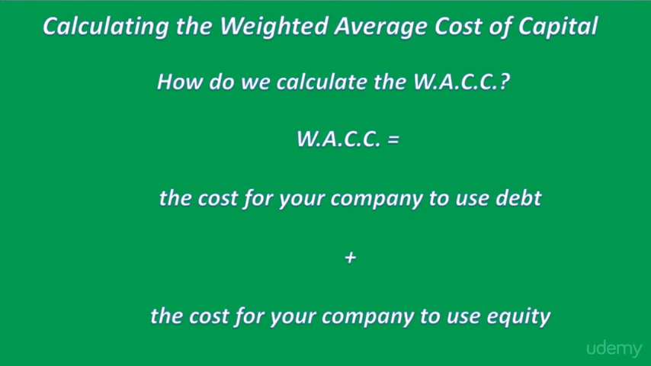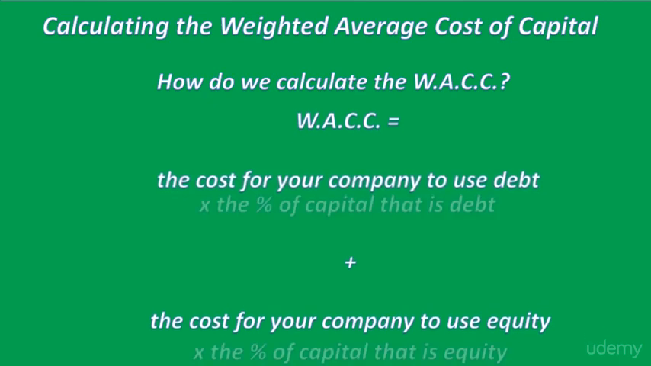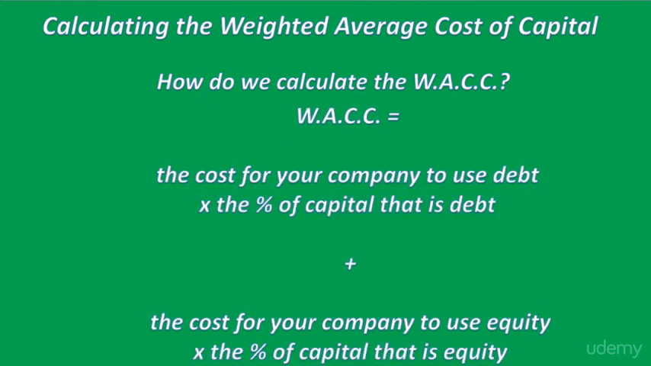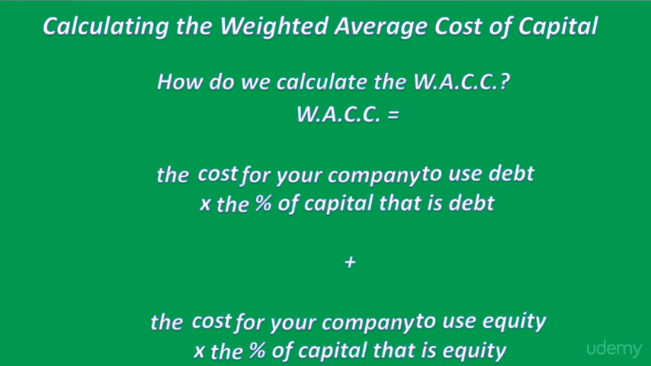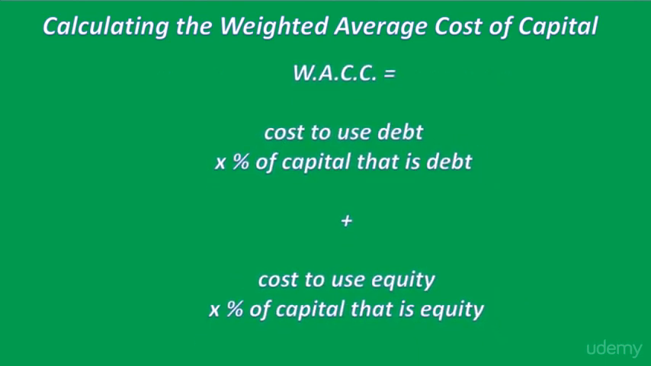So how do we calculate the WACC? Well, the weighted average cost of capital, or the WACC, equals the cost for your company to use debt plus the cost for your company to use equity. What? Don't worry, we'll go into more detail on this in a second. So you take the cost for your company to use debt, and then you multiply it by the percent of capital that you're going to use that's debt, okay? So your capital is either debt or equity. Stay with me here.